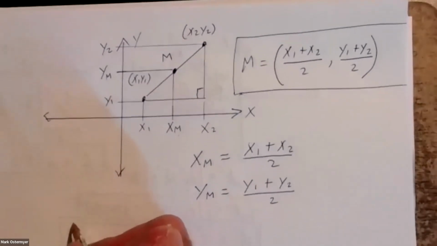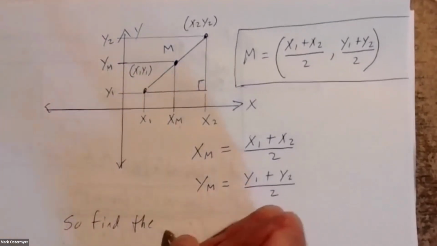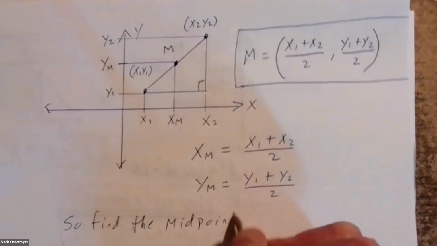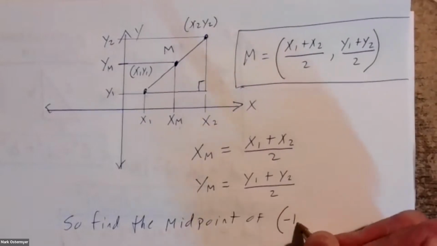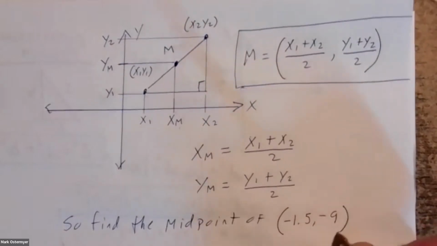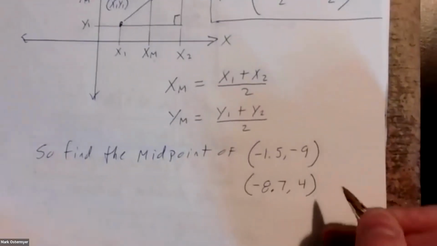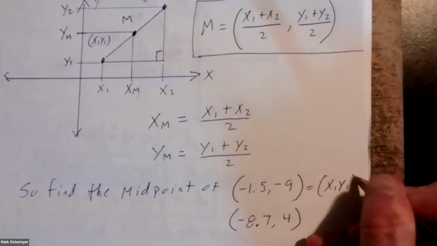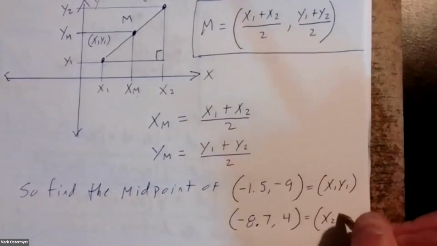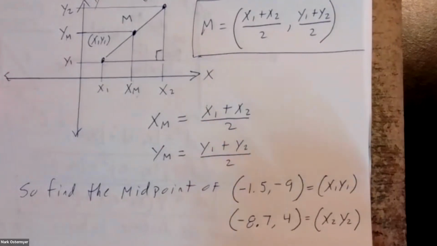So suppose that I can use that formula to do this problem. Find the midpoint of these two points here: negative 1.5, negative 9, and the other point is negative 8.7 and 4. I'm going to call this my point x1, y1, and I'll refer to this one as x2, y2. To find the midpoint between these points, we use our formula.